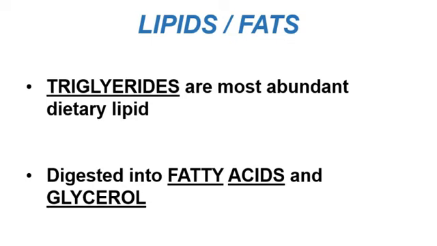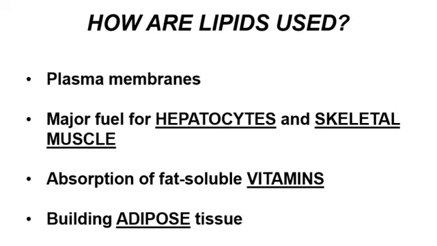Now that we've covered proteins, let's explore some basics of lipid metabolism and how lipids are used in the body. Triglycerides are the most abundant dietary lipid that we consume with food, and once they have been broken down by the digestive system, they are absorbed into the bloodstream as two components. One of them is called fatty acids, and the other is called glycerol. Lipids are used in a variety of ways by the body. As we've seen in previous courses, they are important components of the cell plasma membrane.